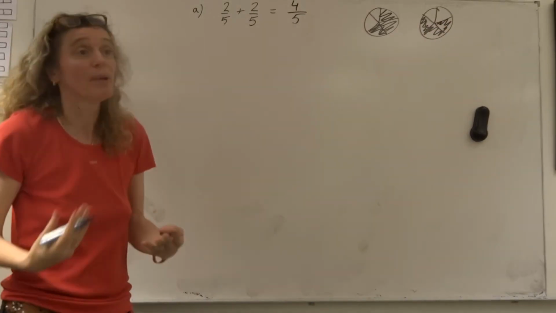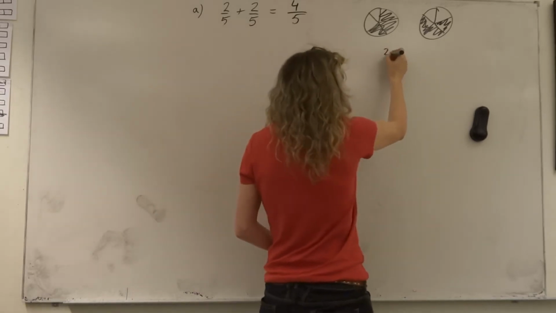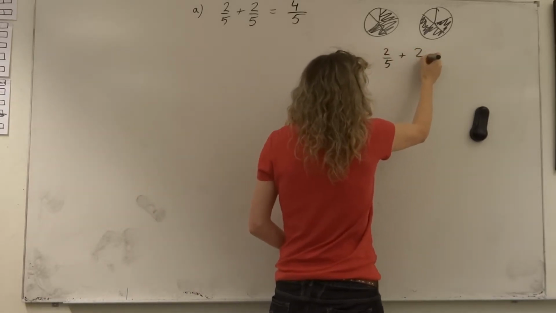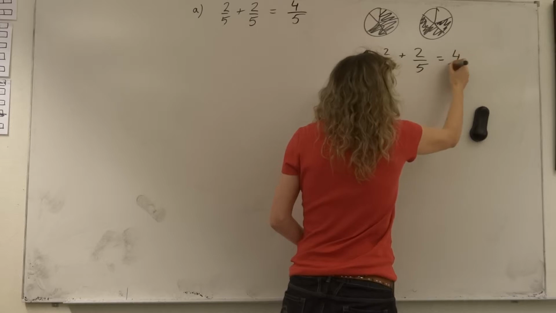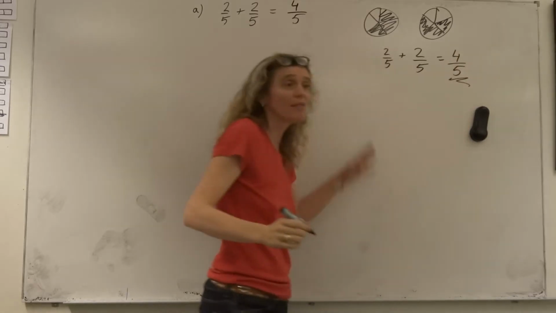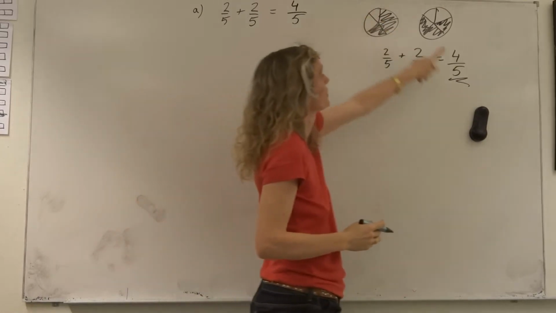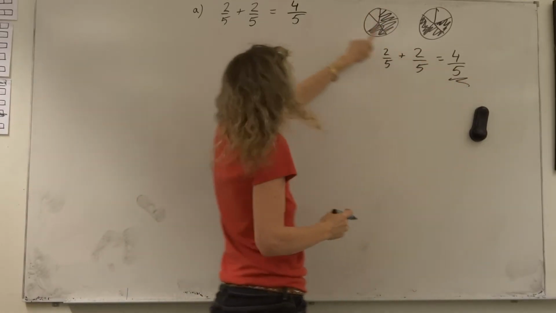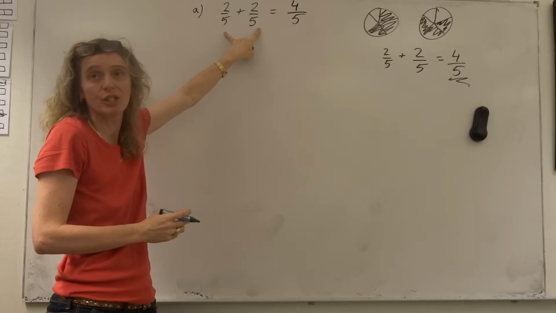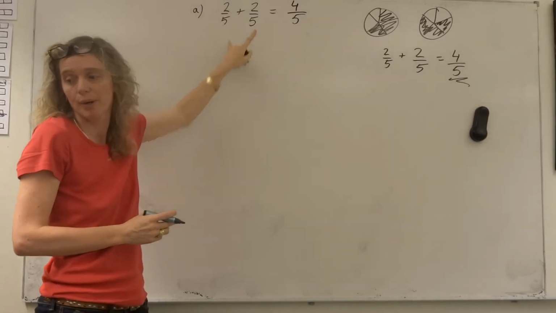How many pieces of pizza are left? Well, my 2 fifths plus Arvid's 2 fifths are 4 fifths of pizza. We haven't suddenly split them up into tenths. We are counting in fifths, we continue to count in fifths. So the bottom number never changes in fractions, only the top number.